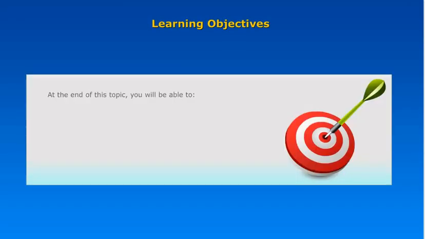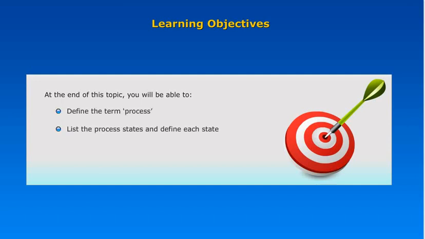Learning objectives. At the end of this topic, you will be able to define the term process, list the process states and define each state, discuss the process control block of a process, and define the term thread.